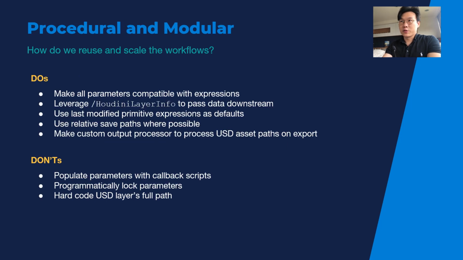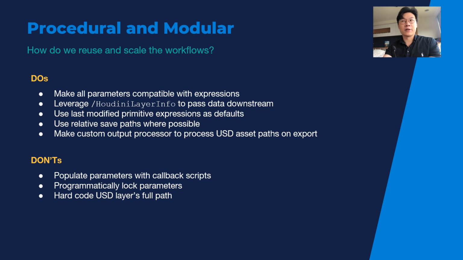Reusability and scalability of the workflow were also something we would like to address based on early prototypes. To reuse workflows, artists were taking advantage of context options and exploring PDG to parallelize processes. To make sure that context options in PDG can be used correctly, we must ensure that our custom tools are fully procedural and compatible with expressions. Having a top-down workflow helps make the workflow procedural, as we can more easily leverage upstream data like primitive paths or data passed via the Houdini layer info primitive.